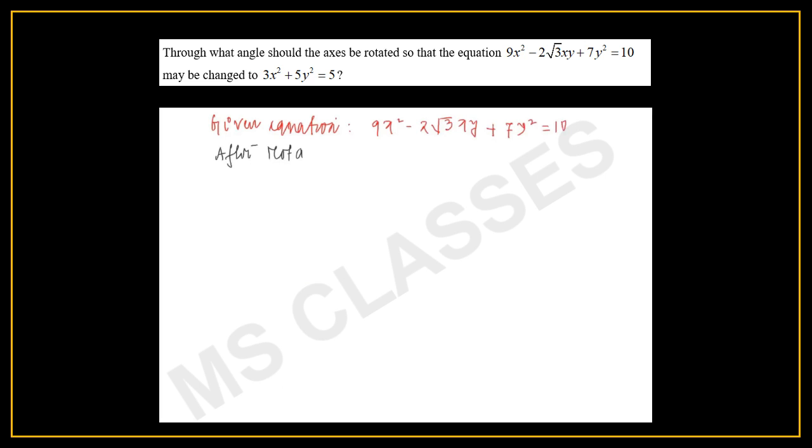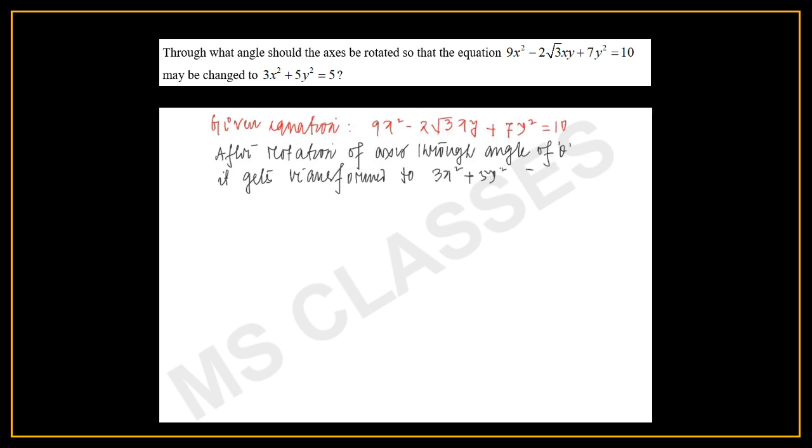After rotation of axis through an angle of theta, it gets transformed to 3x square plus 5y square equal to 5. So this was the original equation, in the original Cartesian coordinate system.